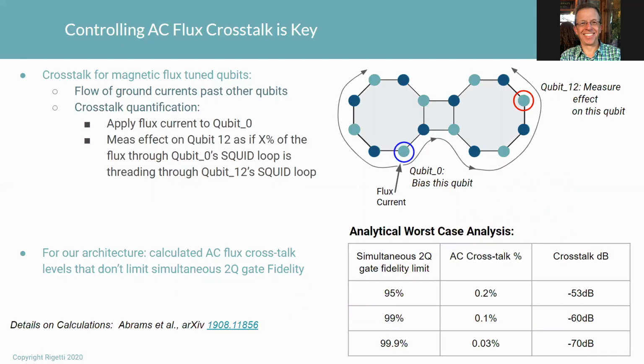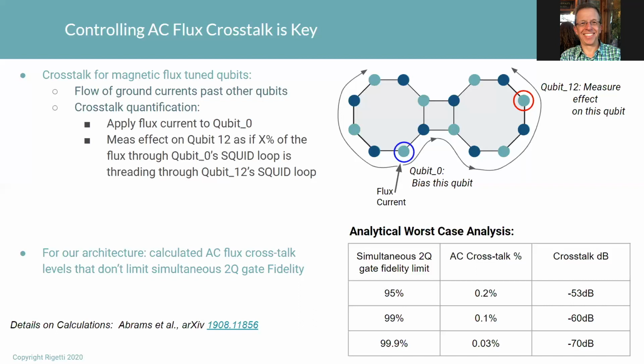And in the process it can flow past other qubits and similarly induce a magnetic field into squid loops on other tunable qubits. And so when we're talking about crosstalk and quantifying that, what we're looking at is, for a given flux bias that we're applying to qubit 0, what's the percentage impact that we measure over on qubit 12? Essentially the effective flux that has gone through qubit 12 versus the flux that went through qubit 0 where we wanted to tune that qubit.